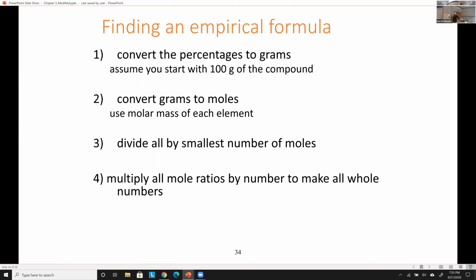And then from there, you may, and you probably will, because we like to trick you, need to multiply all the mole ratios by a number to make all the numbers whole numbers. Because after step 3, you might end up with 1 mole of hydrogen to 1 mole of carbon to 1.5 moles of oxygen. And you know you can't put 1.5 in a formula. So you'd have to multiply the entire thing by 2. So your empirical formula would then be H2C2O3, based on what I just said. But the best way to learn this is by doing examples. So we're going to do an example right now.